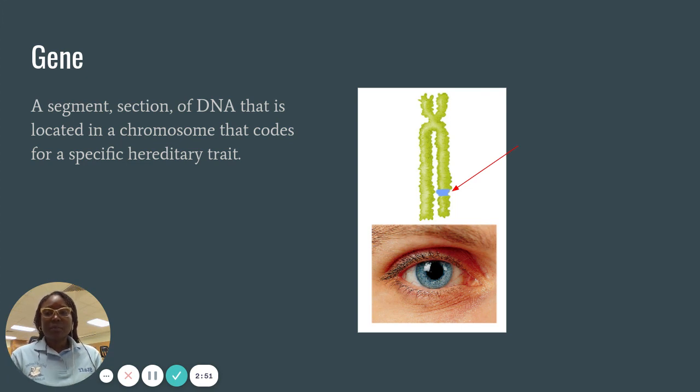A gene. A gene is only a segment of that chromosome, a section of that DNA. So this is a gene for eye color. Therefore, that gene will be in the exact same spot on someone else's chromosome. That gene gave this individual blue eyes. So it's just a segment of that DNA located on the chromosome that codes for a specific hereditary trait.